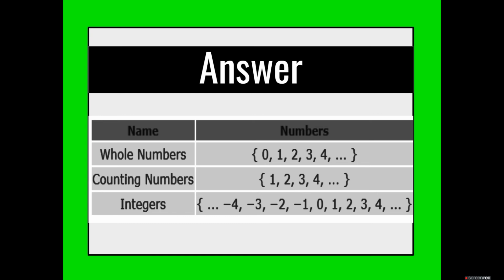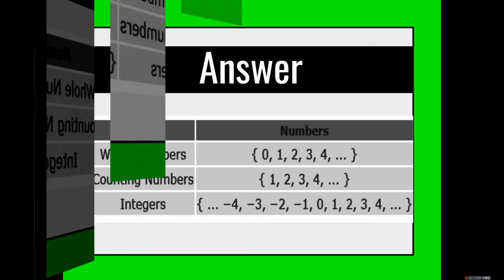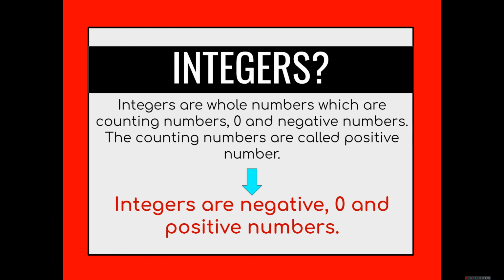So what conclusion can you get from these answers? So, integers are whole numbers which are counting numbers, 0 and negative numbers. The counting numbers are also known as positive numbers. One more time, so you can remember, integers are all negative numbers, 0 and all positive numbers.